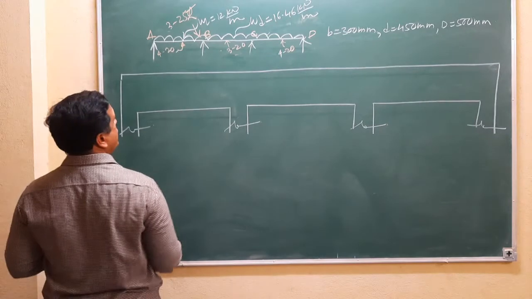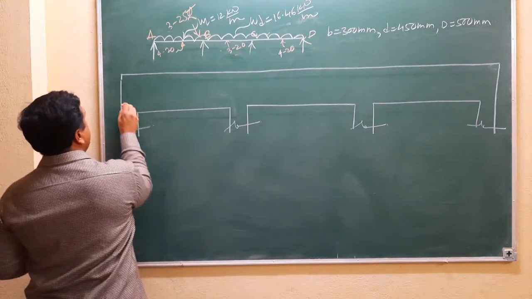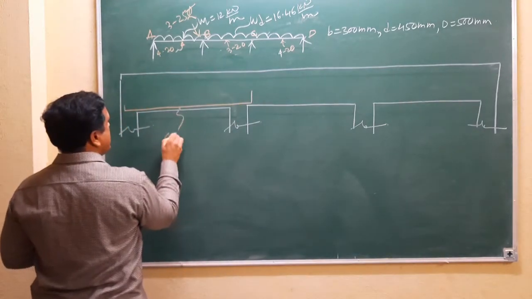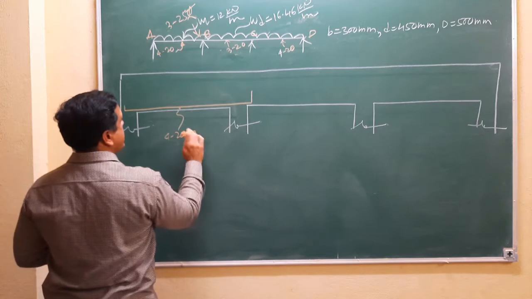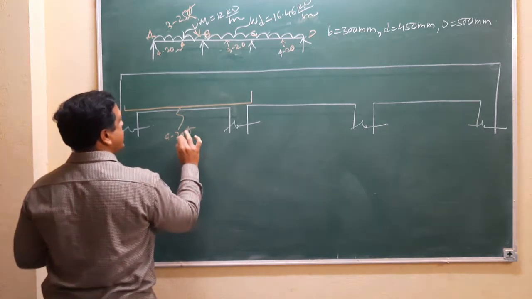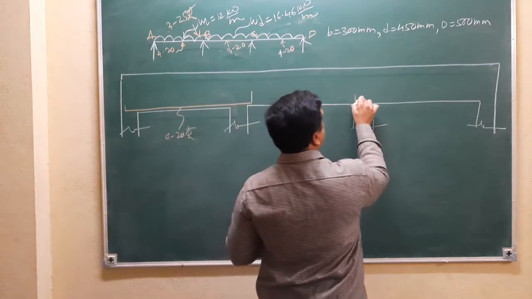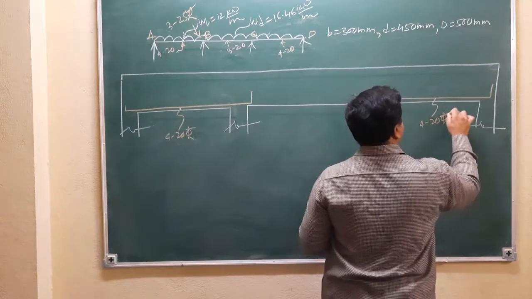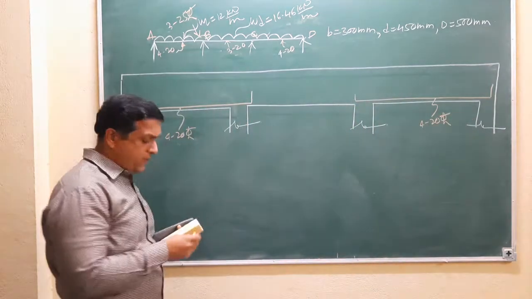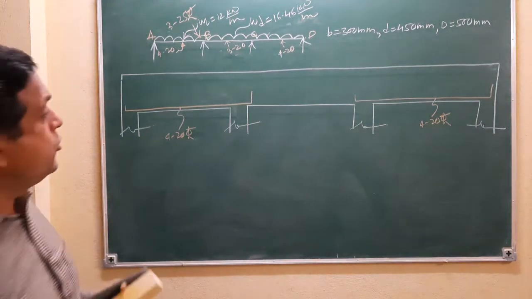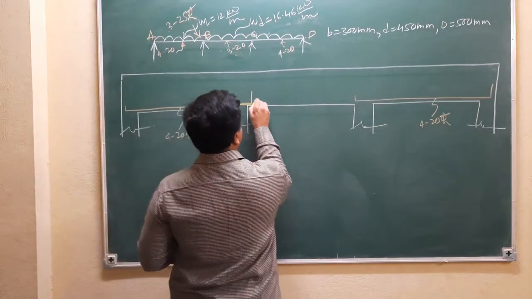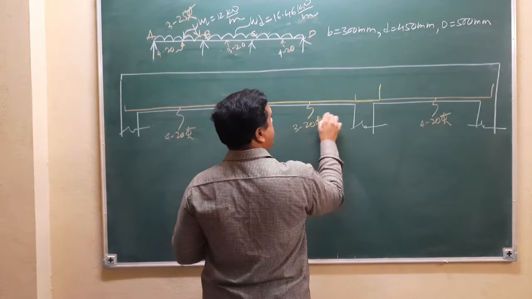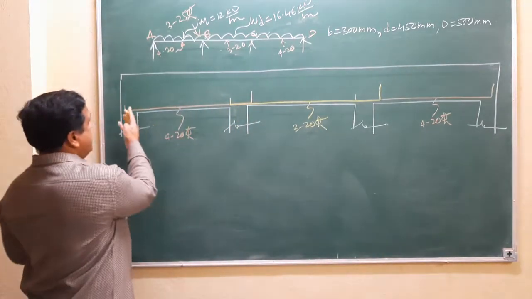Now what you have to do? The end span AB having a bottom steel, this is your bottom steel, is 4 bars of 20 mm diameter. Like this you have to write down. You have to provide the same reinforcement at this location, 4 bars of 20 mm diameter. Now you have to provide 3 bars of 20 mm diameter at this location. So 3 bars of 20 mm diameter at this location. From here 4 bars are running.